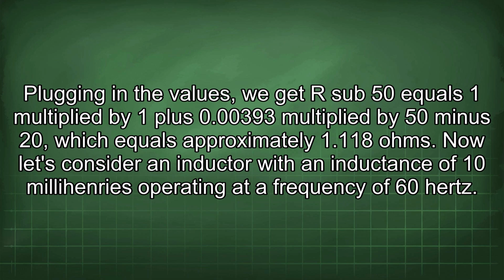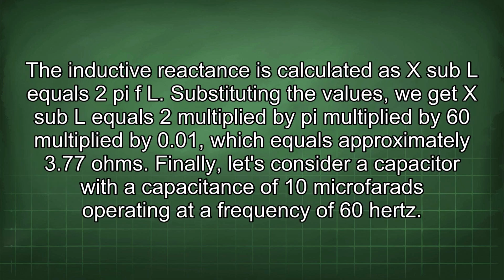Now let's consider an inductor with an inductance of 10 mH operating at a frequency of 60 Hz. The inductive reactance is calculated as X_L equals 2 pi f L. Substituting the values, we get X_L equals 2 multiplied by pi multiplied by 60 multiplied by 0.1, which equals approximately 3.77 ohms.